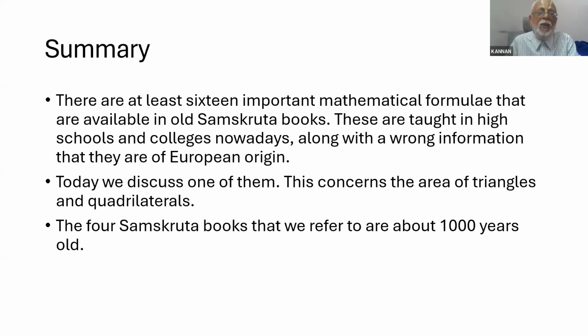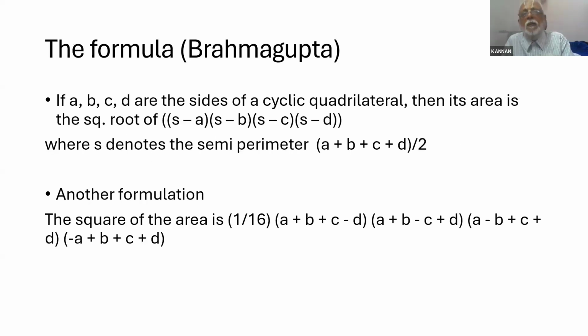Today's topic is, I'm taking one of them and we are going to discuss that. This is about the area of triangles and the area of quadrilaterals. And the books in which we are finding them are nearly 1000 years old. First, I state the formula. Brahmagupta's formula, we can call it.